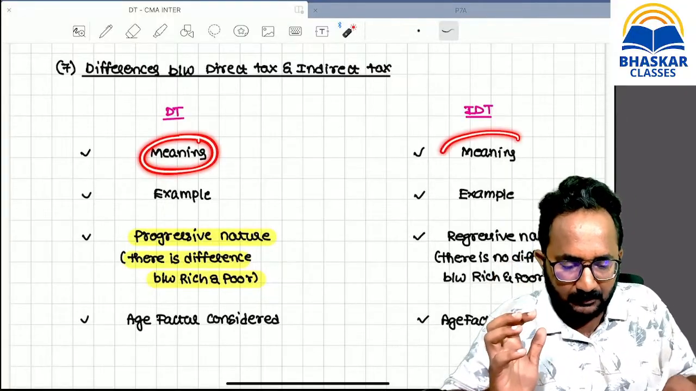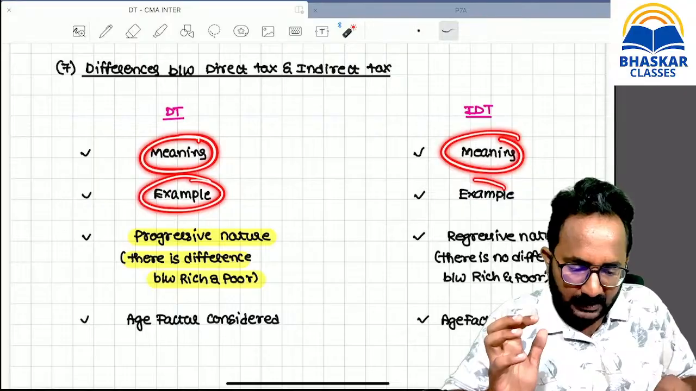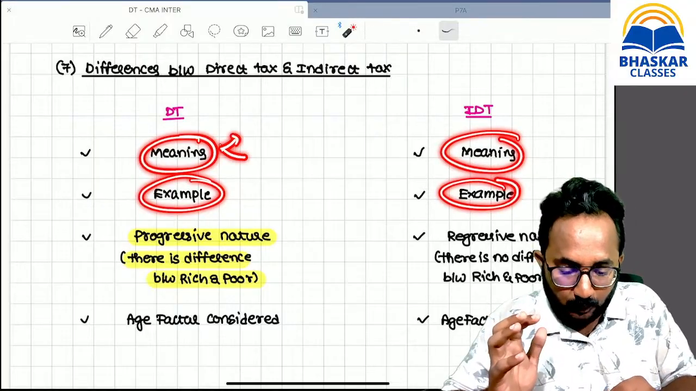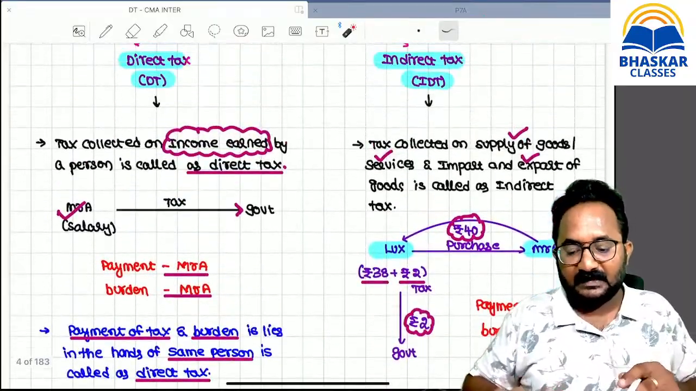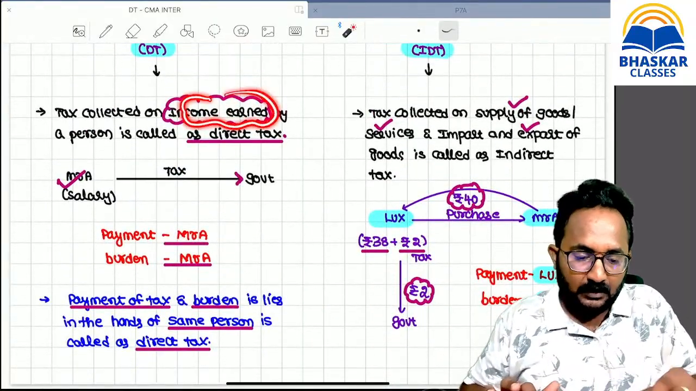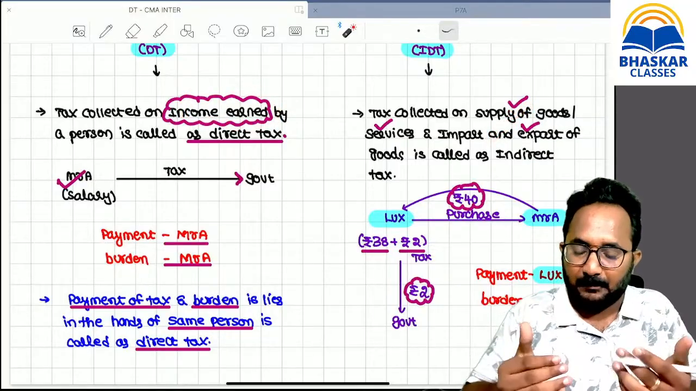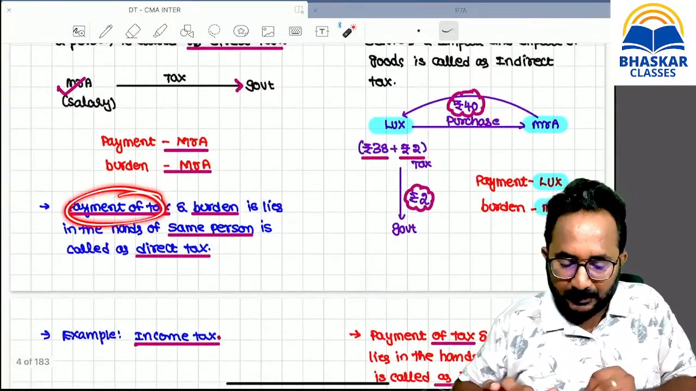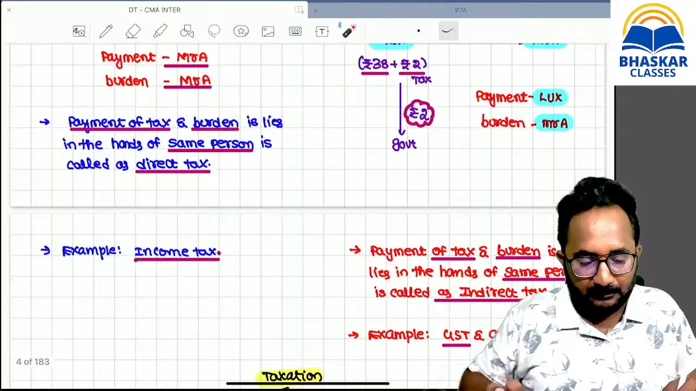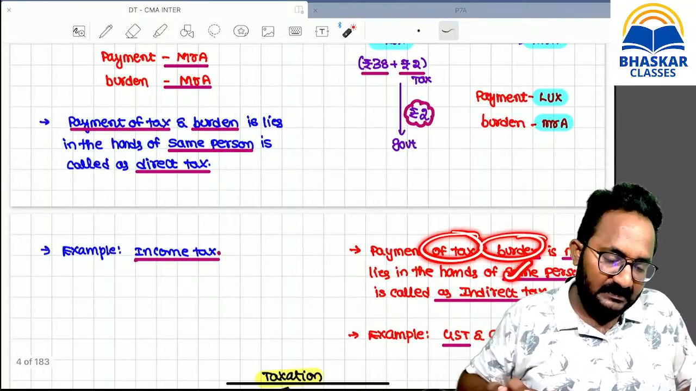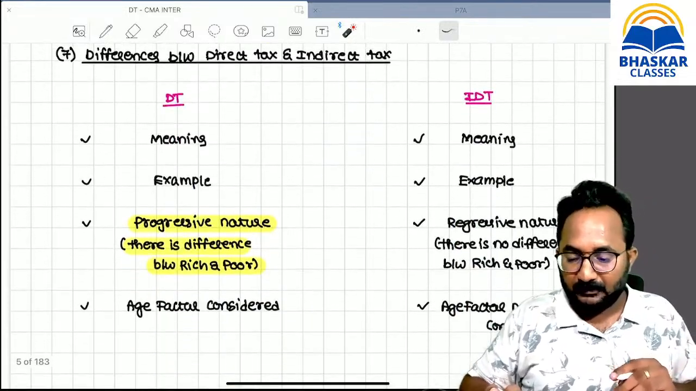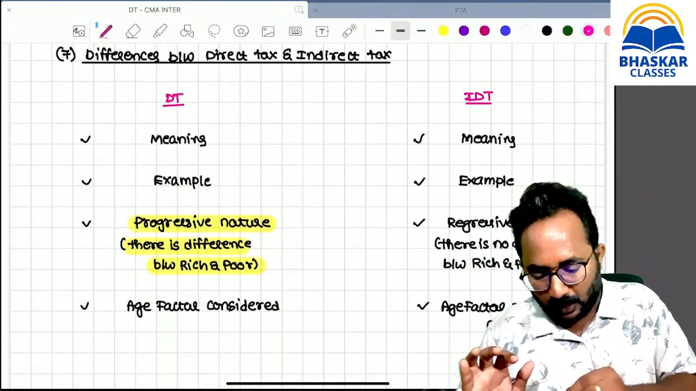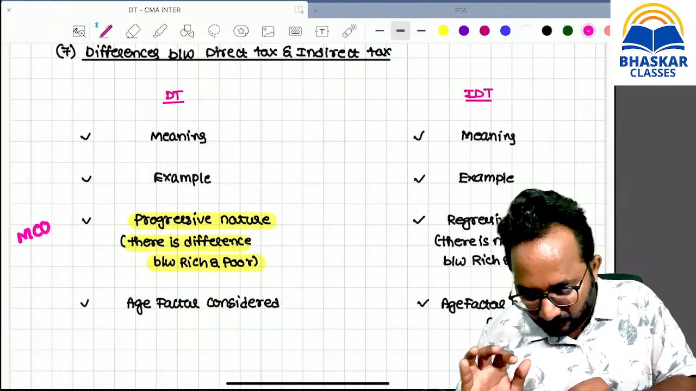Meaning, you can write, ma. Example also you can write. I think meaning you can write in two points of view. I think you know what are the two points of view, ma. First is an income earned by a person, importation and exportation and supply of goods point of view. Then after, payment and burden in the hands of the same person, payment and burden in the hands of a different person, you can write. And one more very important MCQ point of view I want to tell you. Yes, listen carefully.